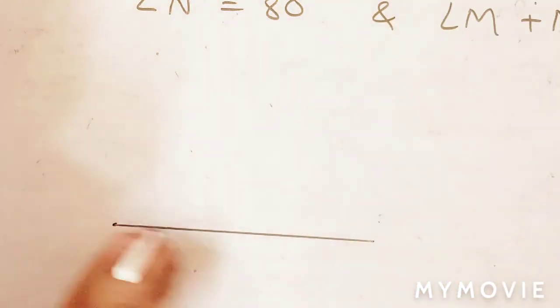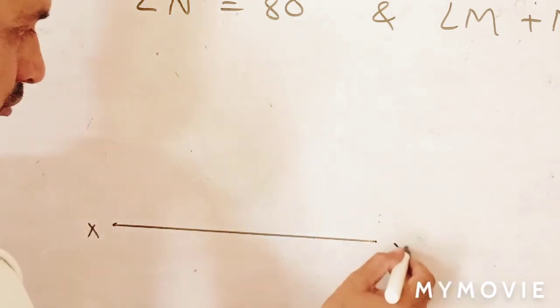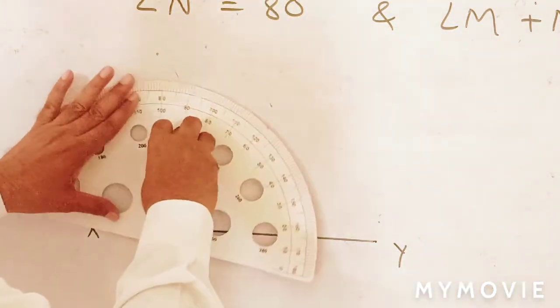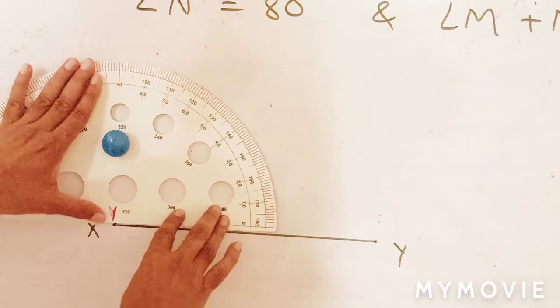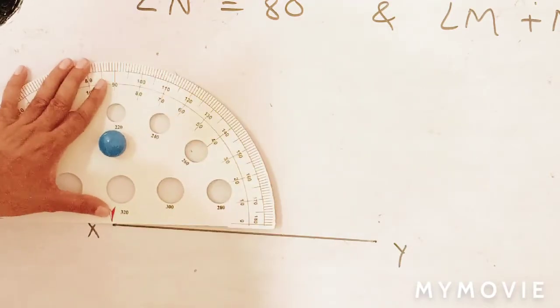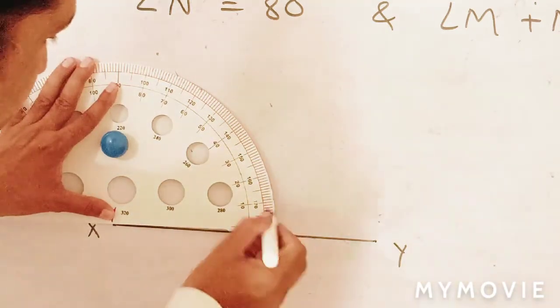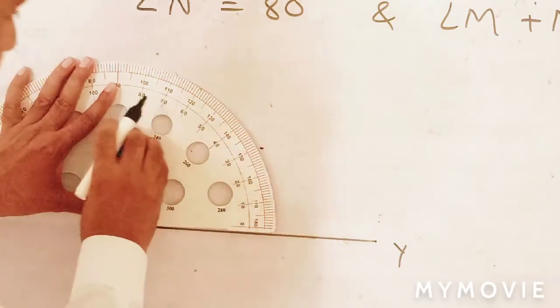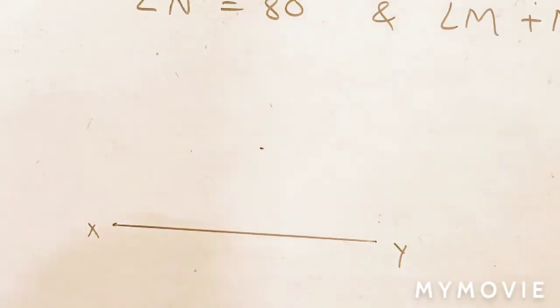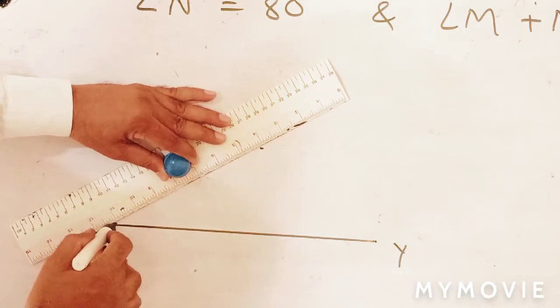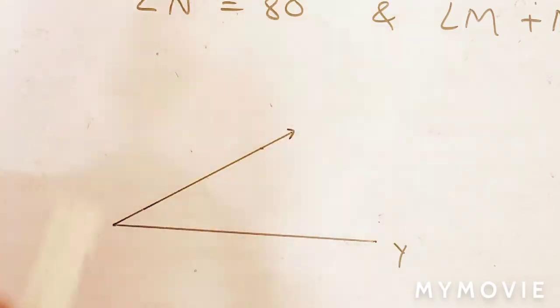Segment of 11 centimeter, give it name XY. This is 11 centimeter segment. After that we have to draw angle here. X, half of 60, half of M, 60 means 30 degree. Draw 30 degree angle. Draw 30 degree from right side, 30 degree is coming here. Draw a ray from X. This is a ray.